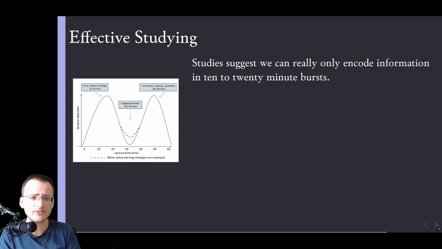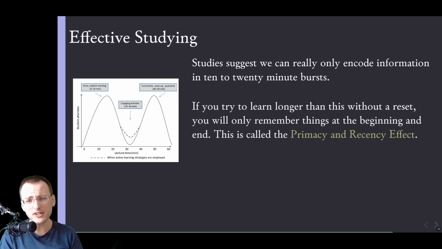So one of the biggest findings I want to talk about is the amount of time that we actually have to encode new information. And studies suggest our limits on this are 10 to 20 minute bursts. It depends on the person. Some people have more capacity for extended learning than others, but pretty much every adult has some limit beyond which they cannot heavily concentrate without at least a brief break. If you try to learn longer than this without a reset, you're only going to remember things at the very beginning and the very end.